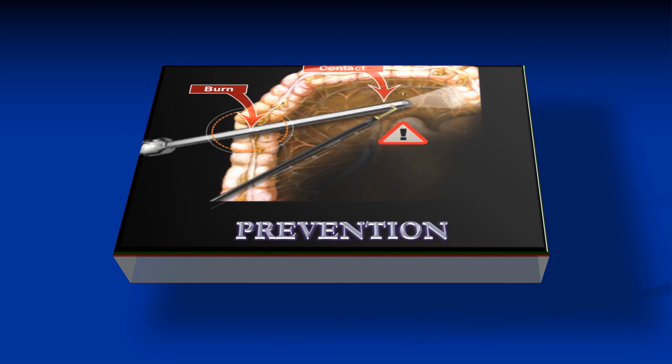To reduce this risk, energy must not be activated until the instrument is out of the metal trocar and its tip is in view. Ports must be placed so as to avoid the instrument shaft touching the bowels. The active electrode and other metal instruments should be kept in panoramic view to reduce this injury.